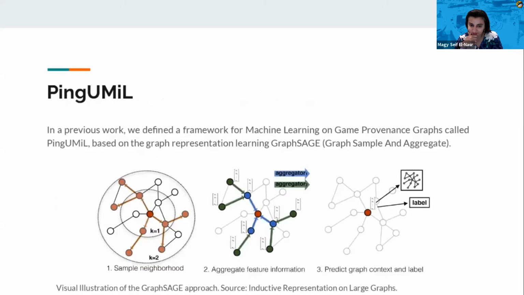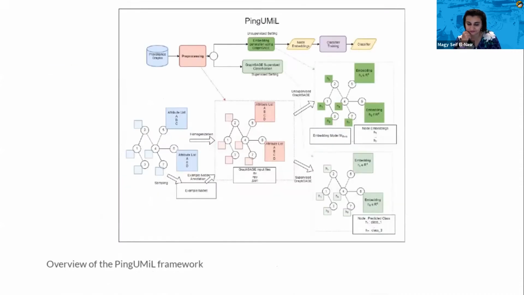In a previous work, we defined a framework for machine learning on game provenance graphs called PinGML, based on the graph representation learning method GraphSAGE. Here is an overview of the PinGML framework considering a classification task.